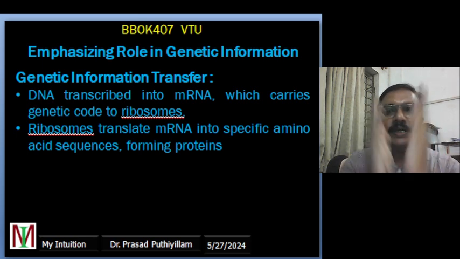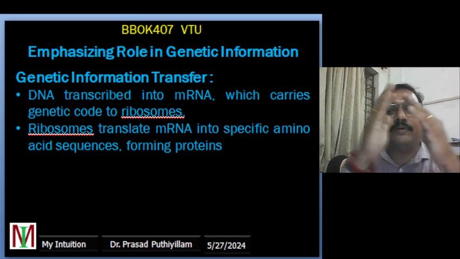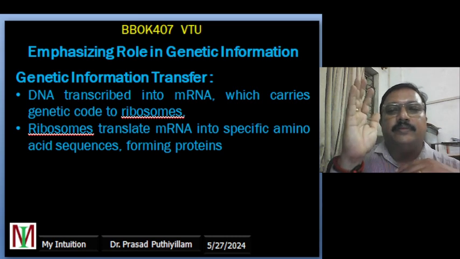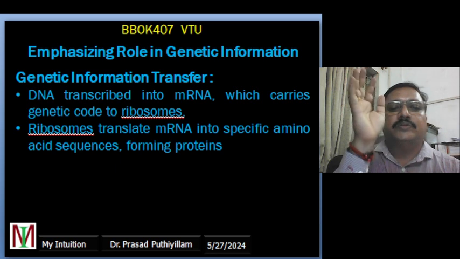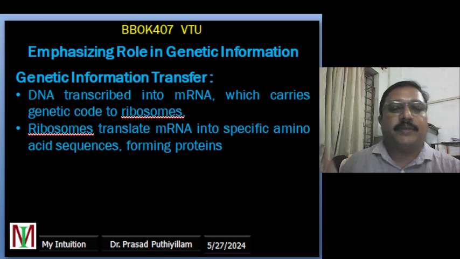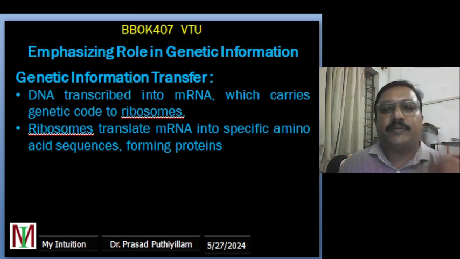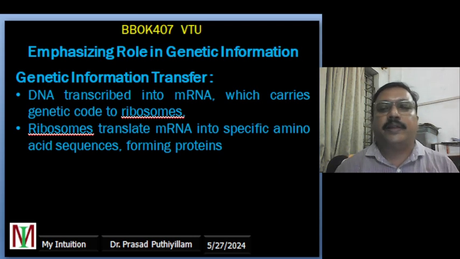The DNA double strand becomes a single strand. An extra copy is formed there, so that the single strand becomes an RNA. So DNA is transcribed into a messenger RNA. DNA gives a single strand, then we call it a messenger RNA. This carries the genetic code to the ribosomes.